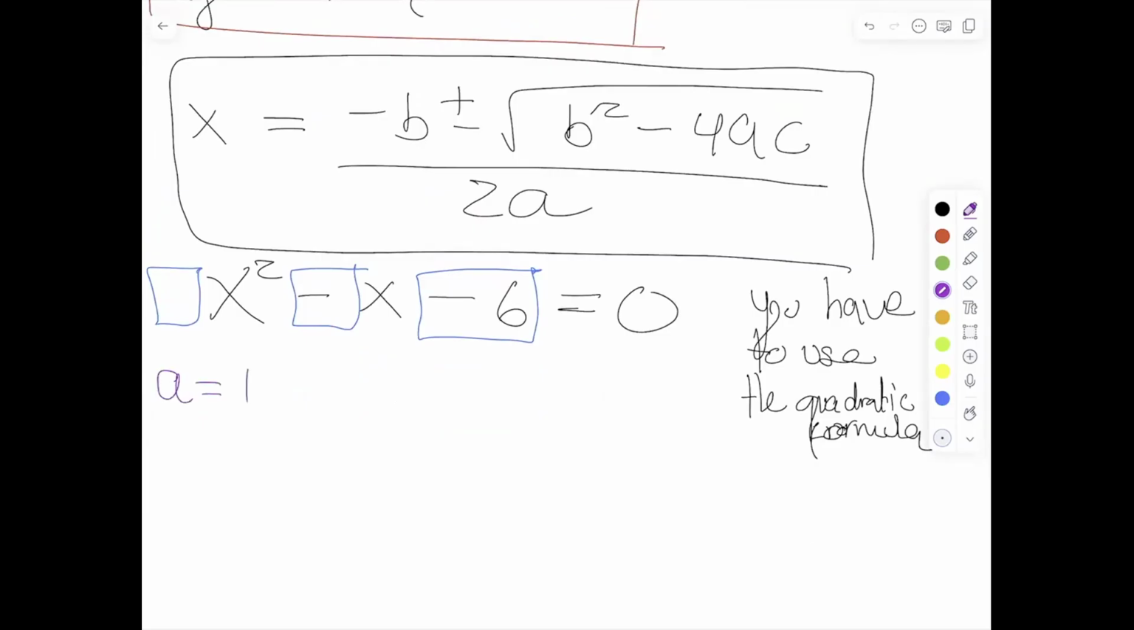A is equal to 1. B is equal to -1. C is equal to -6. We already did this problem. Thank you, Hall. I appreciate your honesty. What are we going to do here? And where am I getting this from? I am getting it from here, correct? And how do I know that? Because the equation is ax squared plus bx plus c.